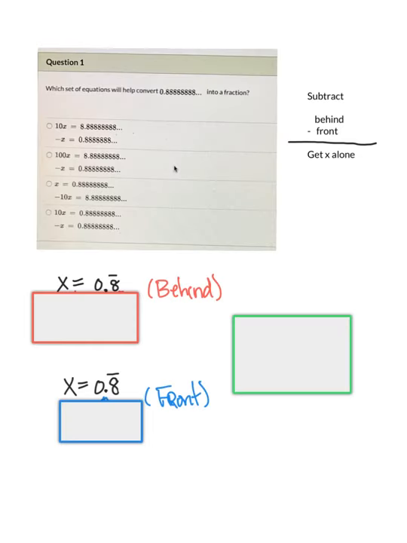Here is number 1, and it asks about pretty much the process of taking a repeating decimal and putting it into a fraction. Remember that we're going to subtract the behind minus the front. This is how we get those two equations, and then eventually you're going to get x alone. That's the format we've been following. Pretty much we're just doing the equations themselves.